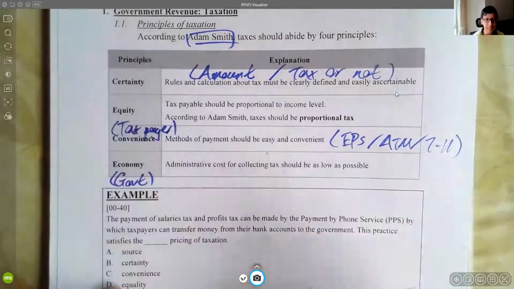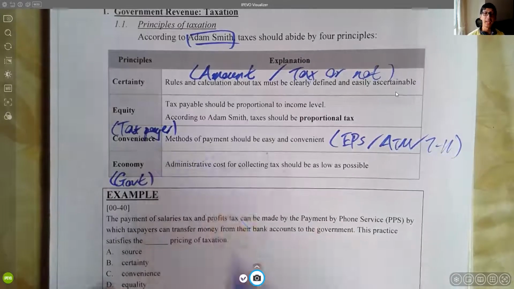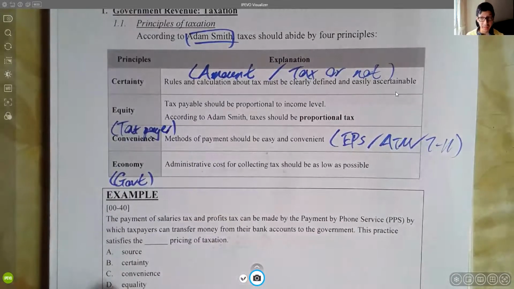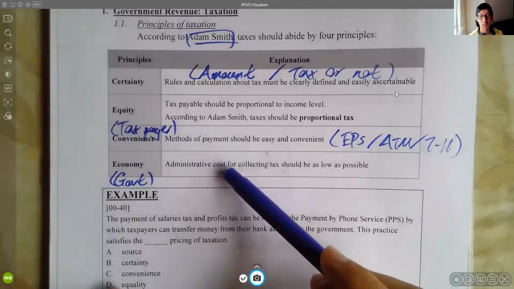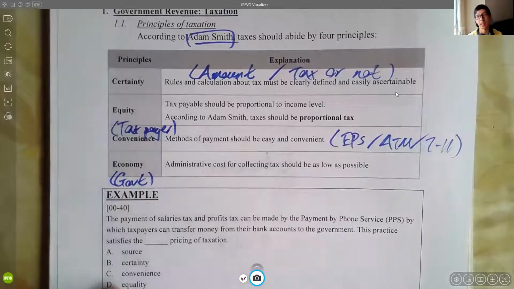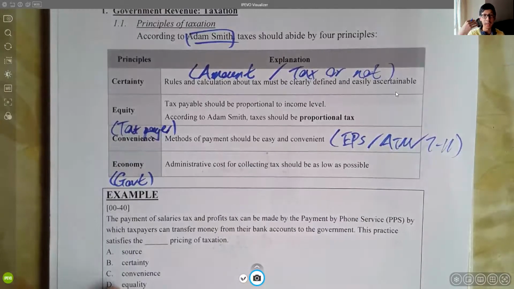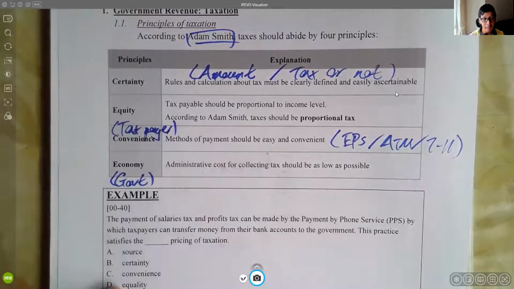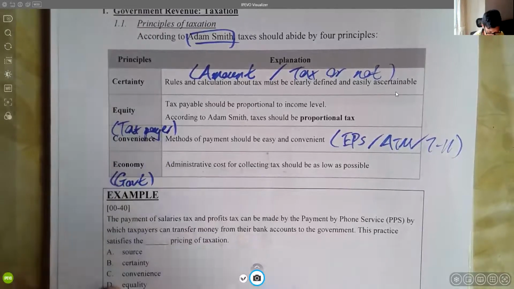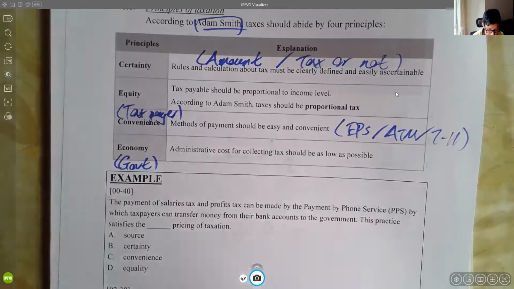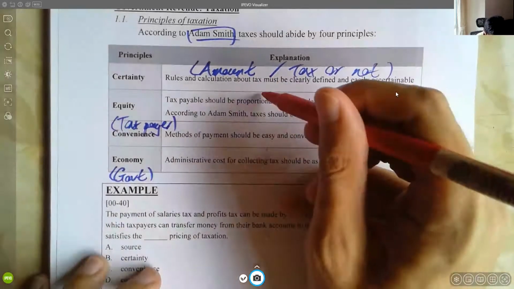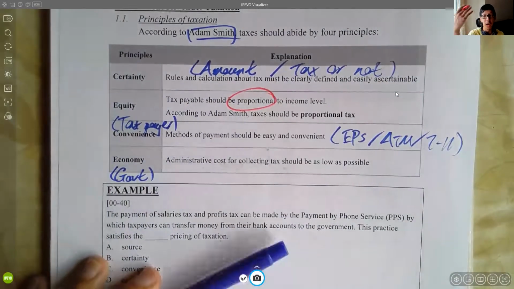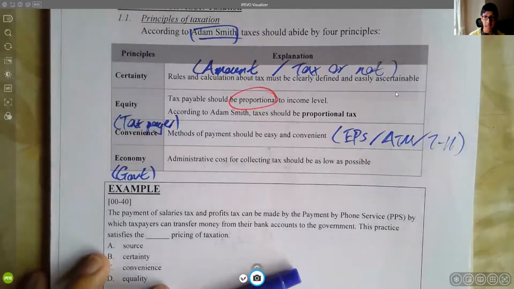Both of us need to be convenient. The administrative cost for collecting tax should be as low as possible. Nowadays we use electronic payment, so most of the time these two go hand in hand. Now, finally, when we talk about equity, what it means is that the tax payable should be proportional to the income level. The higher your income, the more tax you need to pay.